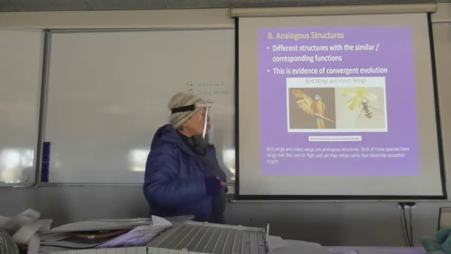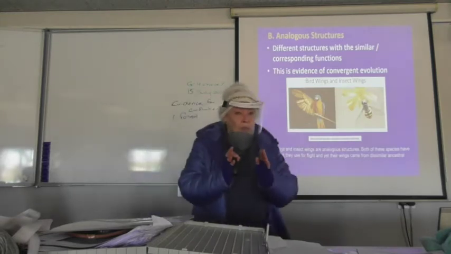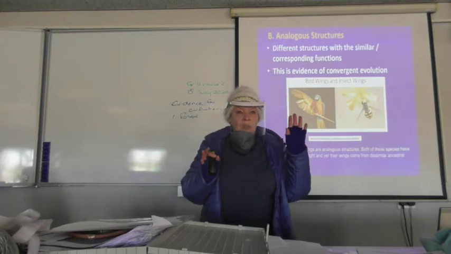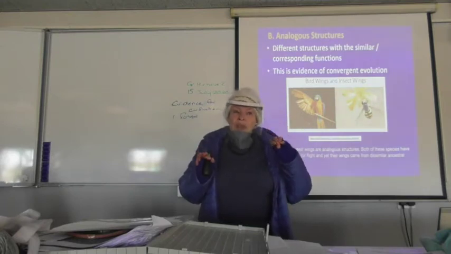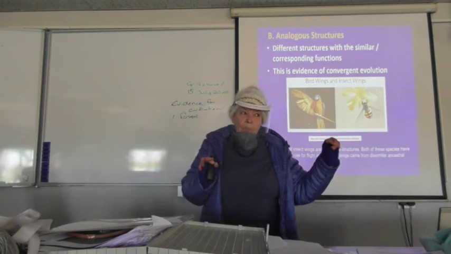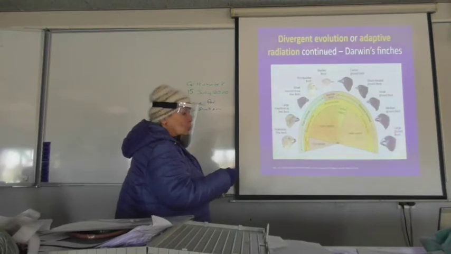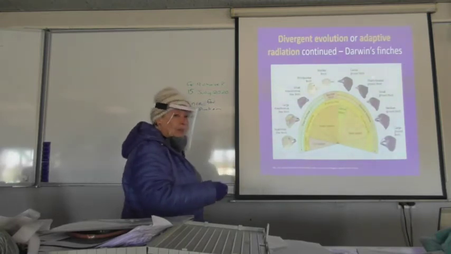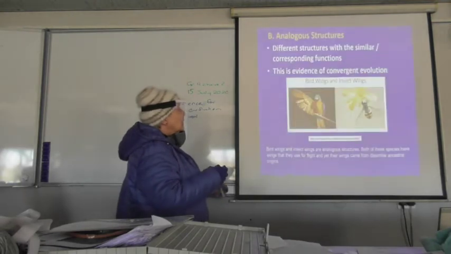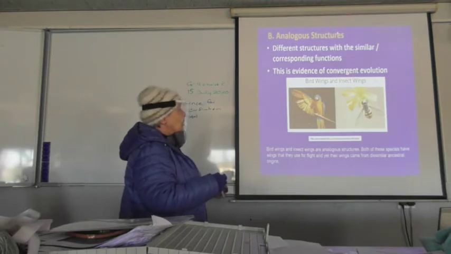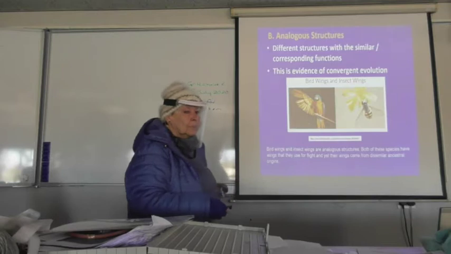Okay, right, so we were busy with homologous structures. You've got to get this correct. Homologous structures: similar structure, different function. That's evidence of divergent evolution. You have to know that. So now we're going to talk about what are called analogous structures. Different structures, similar functions.